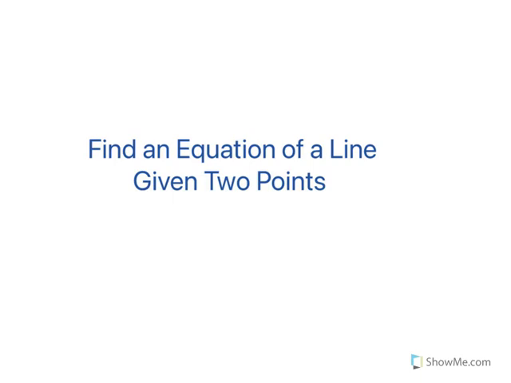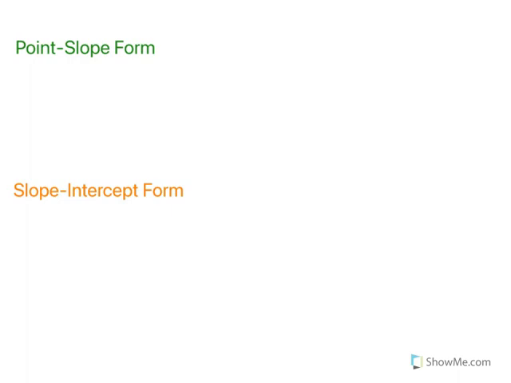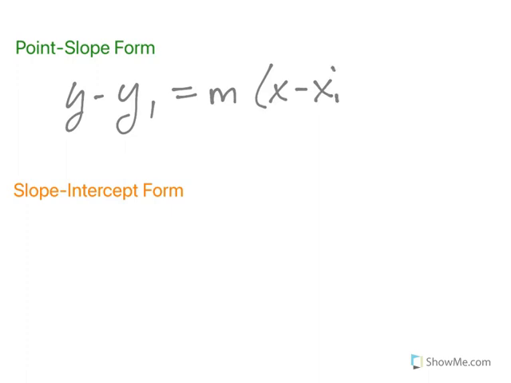Find an equation of a line given 2 points. Now, when we're writing an equation of a line, we can start basically two different ways. We have point slope form, which is y minus y1 equals m times x minus x1. You've got to know what these pieces mean.